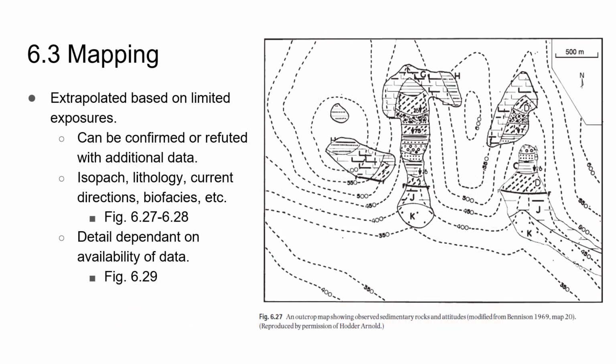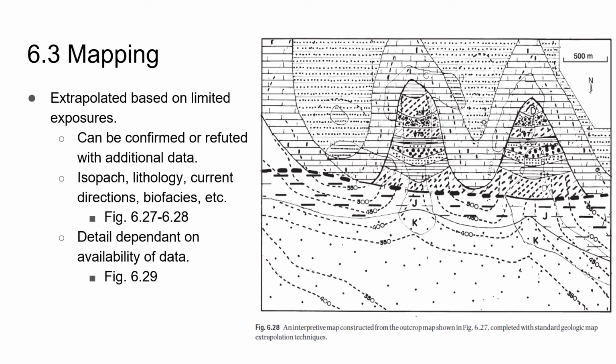And finally, I want to finish up the lecture for this week by looking at just some very basic philosophies about mapping. Mapping is always going to be extrapolated based on what you can see, so very limited exposures. And this goes back to even some stuff you've probably done in some intro courses where you're given a partial outcrop and some other data from the area and you have to fill in the map. So whether we're looking at figure 6.27 like this one where we have isopach information and we have lithology, and if you've got certain types of current indicators, you can get current directions and of course biofacies in there as well. You can make some educated guesses about what the region may have looked like by filling in the rest.